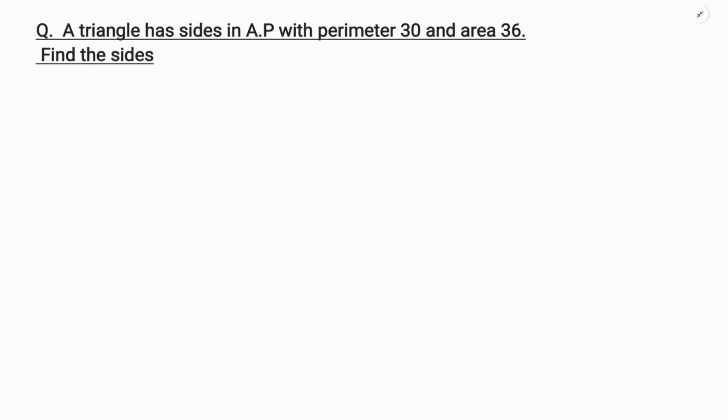Today we have a question. We are given a triangle that has sides in AP. First of all, what is a triangle? A triangle has three sides. They are not mentioning whether the triangle is right or not, so we will just plot a triangle. They are telling us that the sides are in AP.